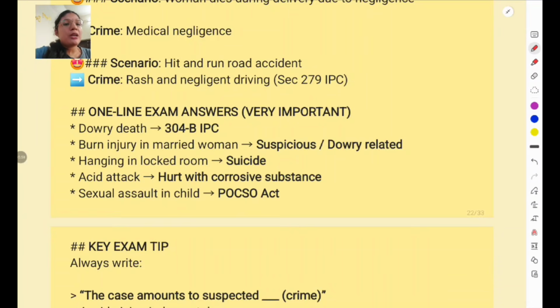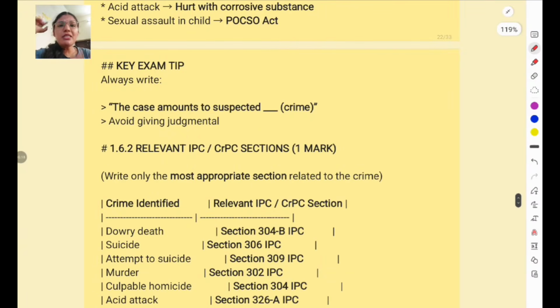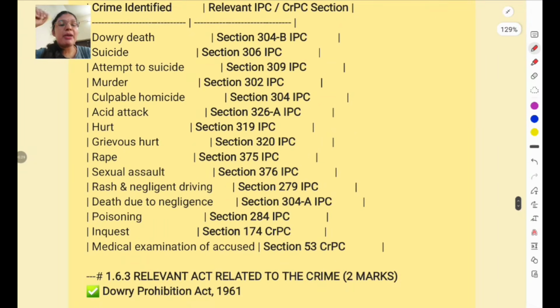So some of the important things: dowry death comes under 304B IPC. Burn injury in a married woman is suspicious or dowry related, hanging in a locked room is generally suicidal, acid attack is hurt with corrosive substances and that can cause grievous hurt, so sections 320 and 326 can come. Then sexual harassment, assault on a child, POCSO Act. Okay, then whenever this kind of question comes, don't give a judgmental statement, like "the case amounts to"; write "suspected" instead.